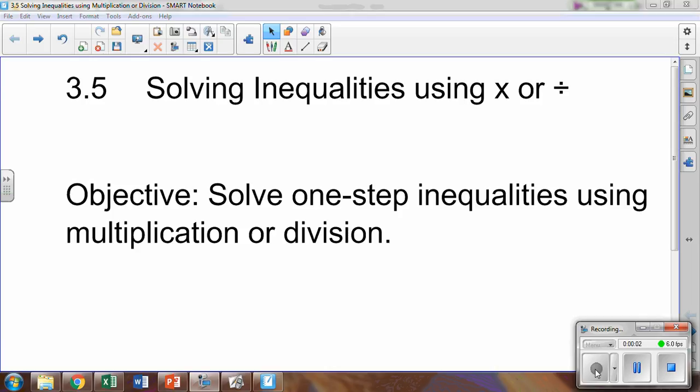In this lesson, we're going to work on solving inequalities using multiplication or division. And again, these are just one-step inequalities. You'll have to multiply, you'll have to divide, just one step.